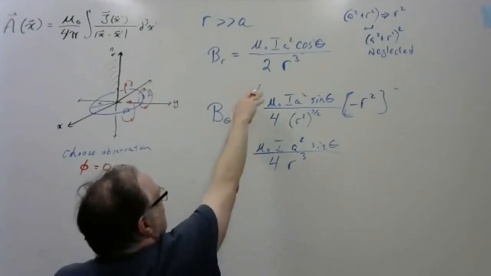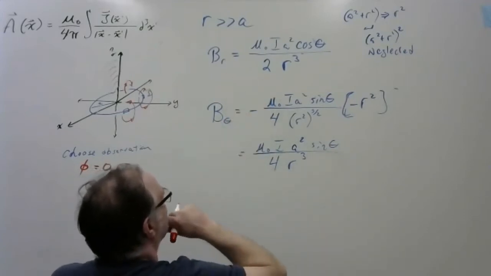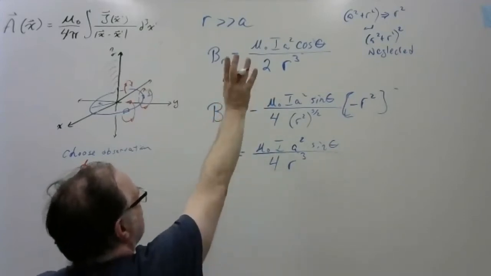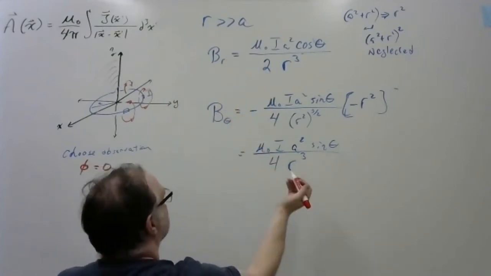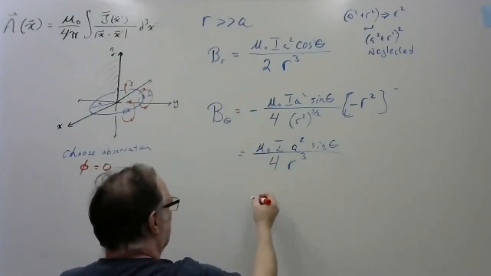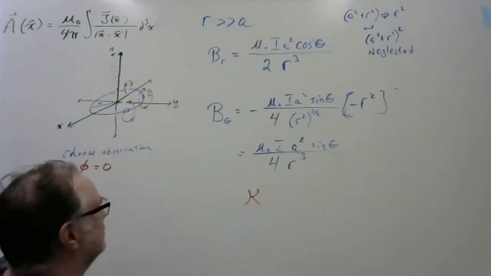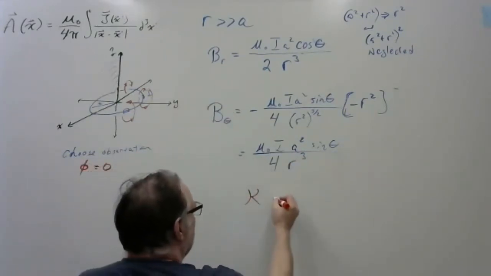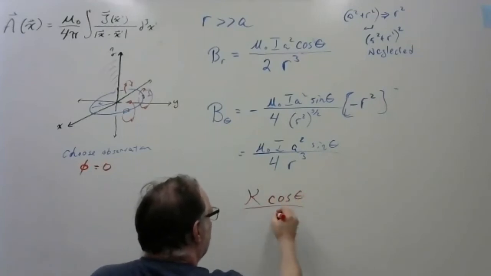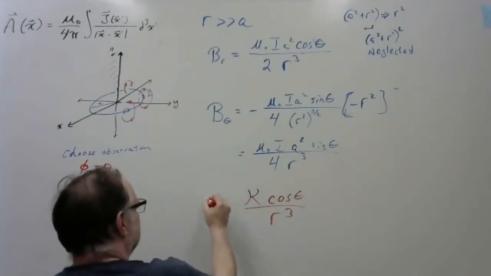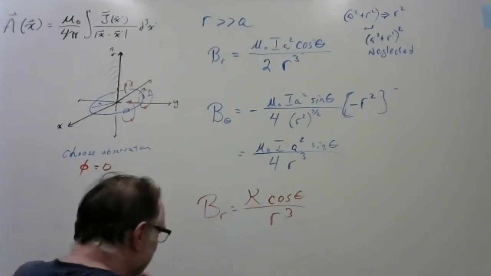So let me just lump all that stuff in together. This mu naught I a squared and so on, that's just some constant, okay? I'll call it K or kappa, something like that. Some constant, and I get a cosine theta over r cubed, and that is my magnetic field in the r direction.